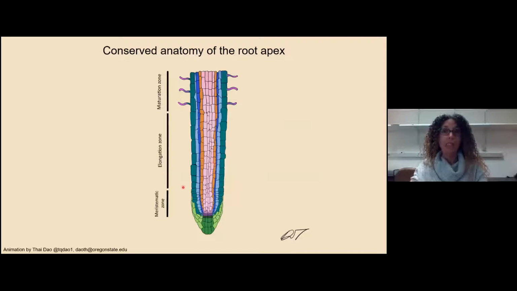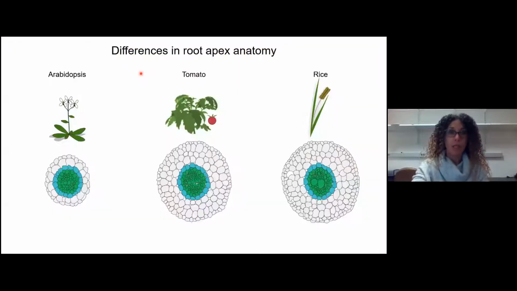Many of these and other cell types and developmental zones are considered homologous, meaning that they derive from a common ancestor. However, the degree to which specific developmental programs are molecularly or functionally conserved across different species is still unknown. So far, I only mentioned similarities of root cell types, but there are some differences between species.